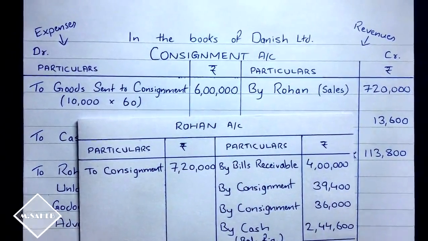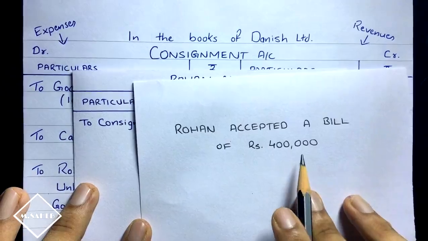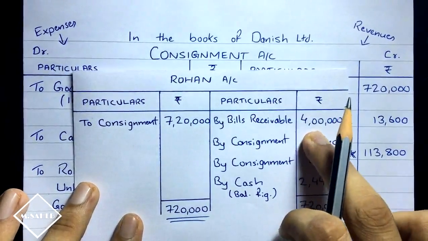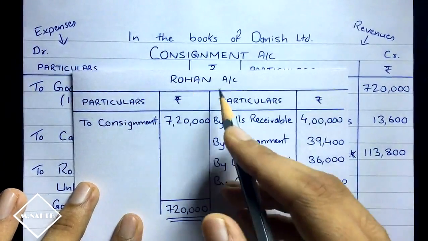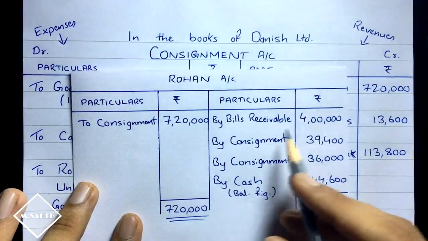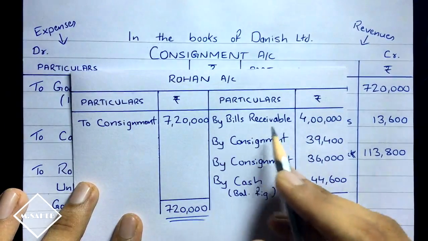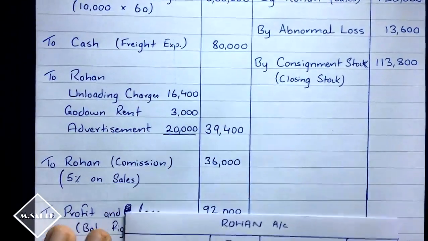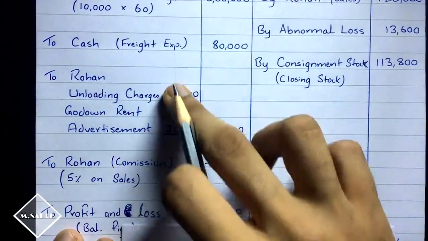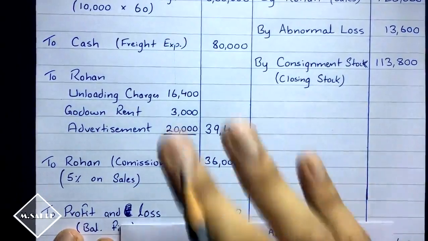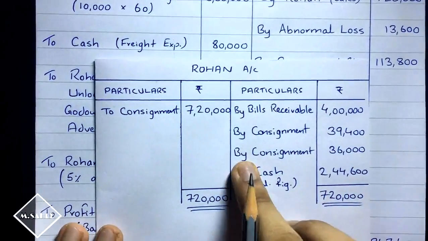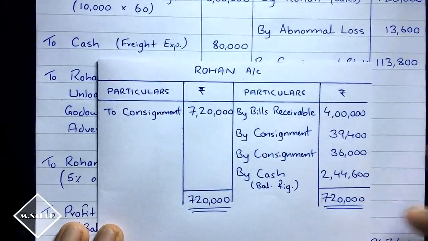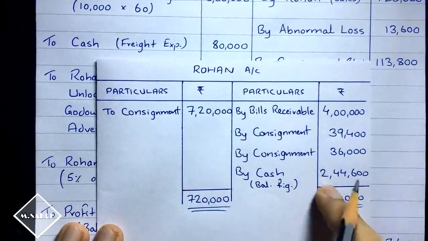And then in the question it is said that Rohan accepted a bill of rupees 4 lakh. So it is bills receivable. By bills receivable 4 lakh, because the consignor is going to receive the amount from Rohan, so 4 lakh will come on the credit side. And then, as you can see, Rohan's name has come on the debit side of the consignment account, "To Rohan", for expenses and commission. So you have to take that on the credit side, the opposite entry, as "By consignment" 39,400 and 36,000, simple. And then at last you have to balance the Rohan account.